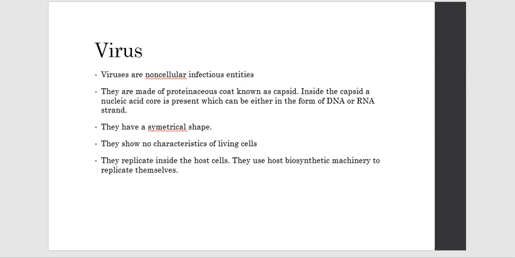They have no characteristics of living cells. They replicate inside host cells, and they use the host's biosynthetic machinery to replicate themselves. They do not have their own function to replicate; they just use the biosynthetic machinery of the host.